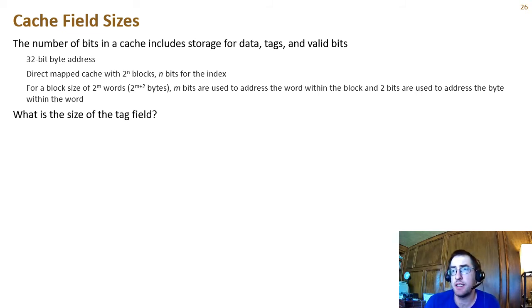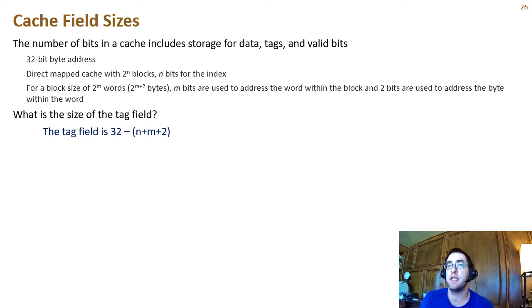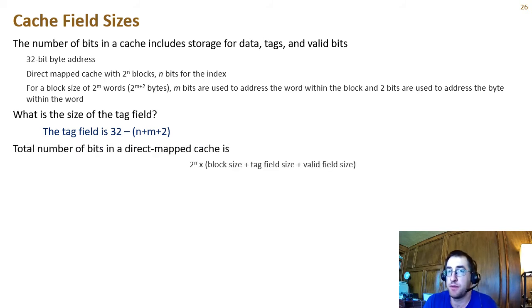So what is the size of the tag field? That's our first question. And we can figure that out by determining the size of the other fields. The tag field is the total number of bits in the address, which is 32, minus the number of bits we need for the offset and the index. So the offset is m plus 2 and the index is n. So n plus m plus 2, we subtract that from 32, and that gives us the tag.